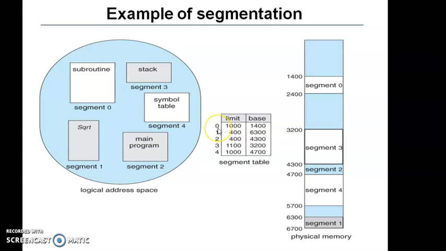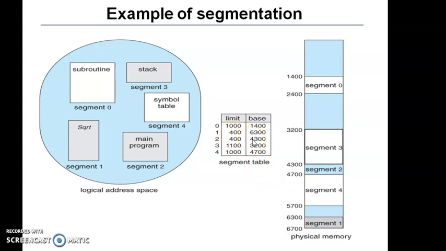Here the segment number 0 is mapped to the address 1400. So if you refer to 1400 here, from 1400 the segment 0 is assigned, and since the length of the segment is 1000, it ranges from 1400 to 2400. Then segment number 1 is mapped to 6300, and in the main memory 6300 to 6700, that is, the limit is 400 here.